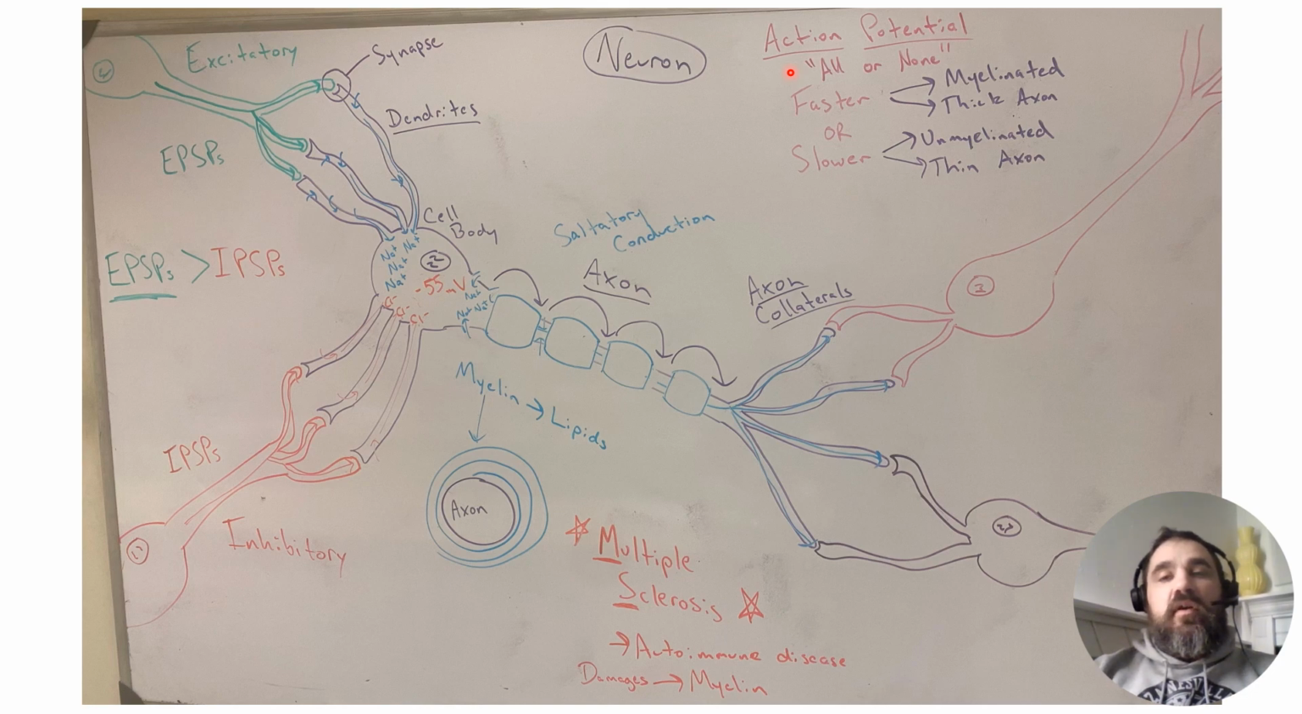Now, how is it slower? Unmyelinated neurons, when there isn't myelin on the axon, will be slower, and also thinner axons. So myelinated neurons send action potentials faster. An example of a disease that affects myelin is multiple sclerosis.